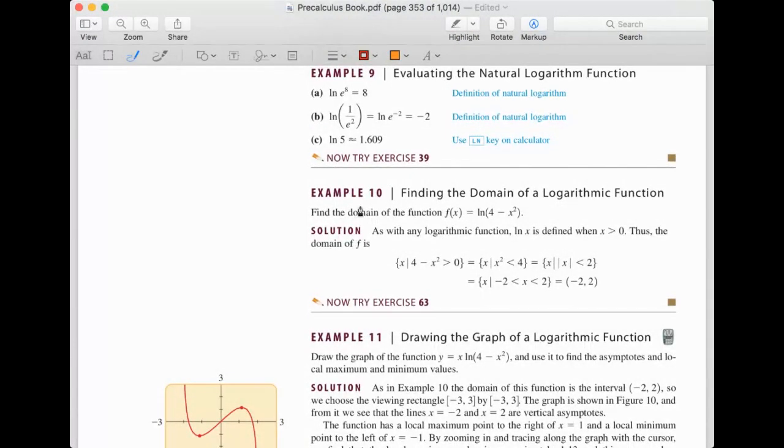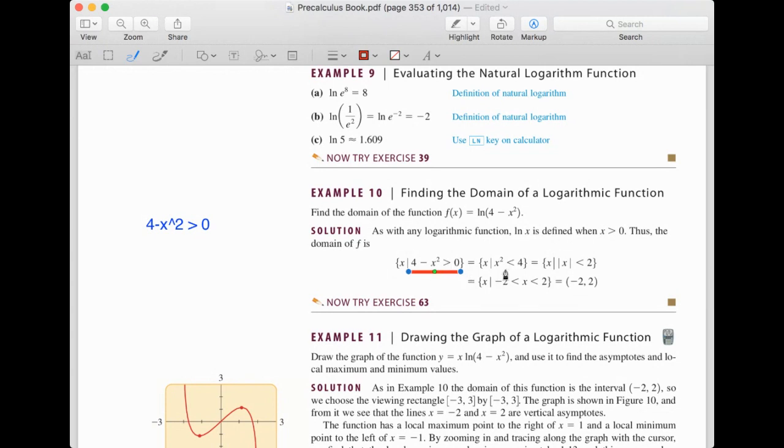Okay, let's see this example. This example is saying find the domain of a logarithm function. How do we find the domain of a log function? We take the value inside, all right? We said 4 minus x squared has to be greater than 0. Remember the log function graph? The value inside the log has to be positive. So 4 minus x squared has to be greater than 0, all right? 4 minus x squared has to be positive.